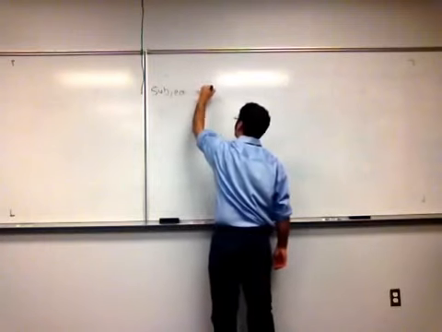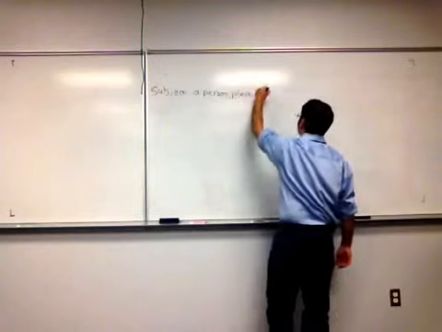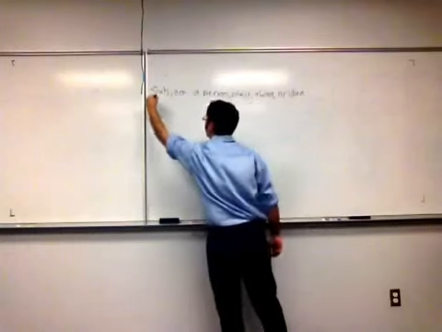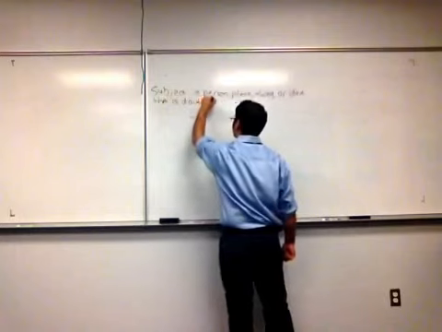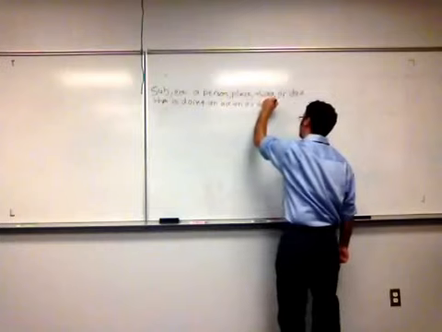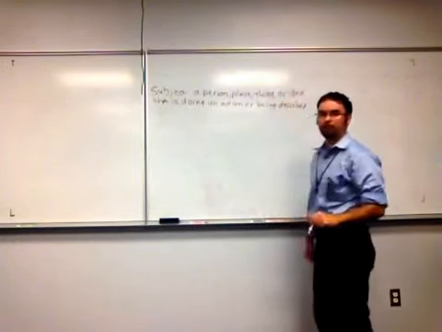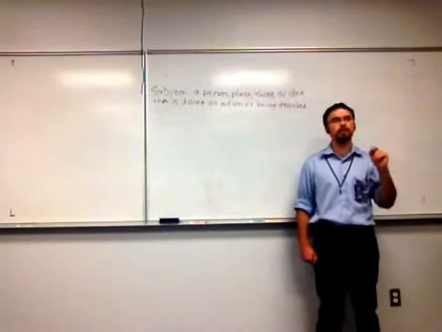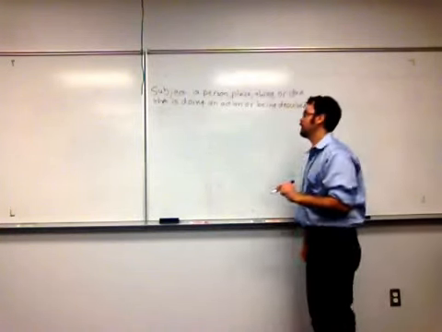So subject is a person, place, thing, or idea that is doing an action or being described. Okay? All right, so a subject is always going to be a noun, so it's going to be a special type of noun.